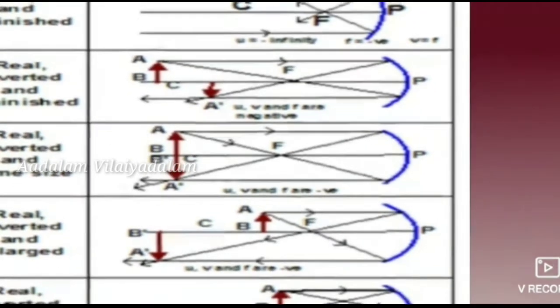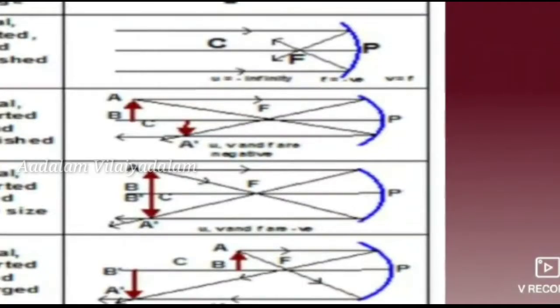And the third one is, we have to place the object at the center of curvature C. Where the center of curvature C point is, we place the object. The image is also formed at the center of curvature, the same size image is formed, and it is also a real and inverted image.